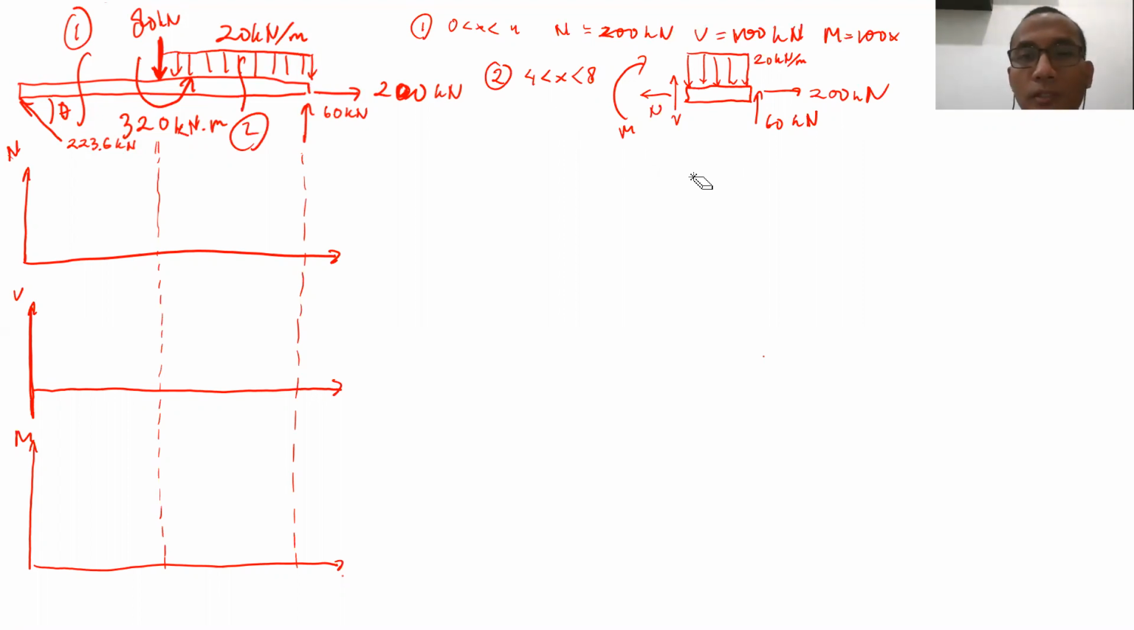For the second cut, as usual, I will start with the sigma Fx first, equal to 0. In this case, the only horizontal components will be just N and 200 kilonewton. So if going to the left is positive, what I will get will be like this. So my N value will be 200 kilonewton.